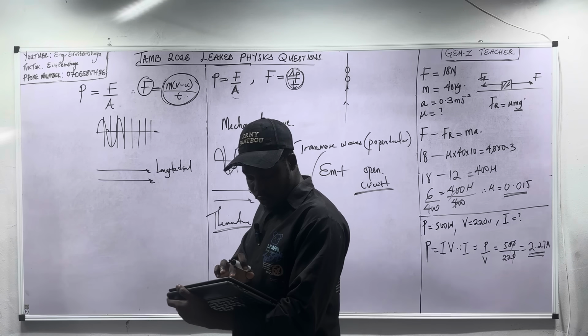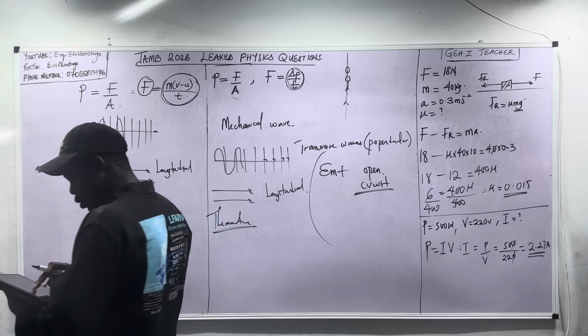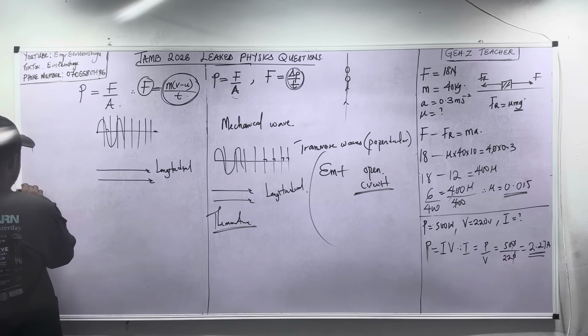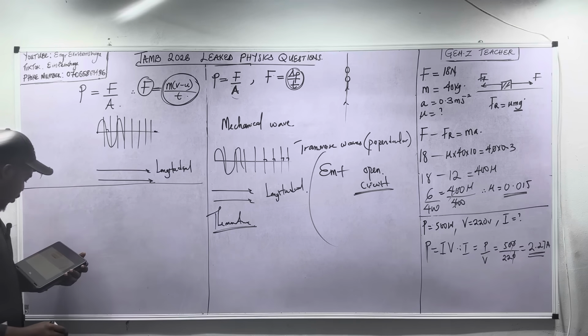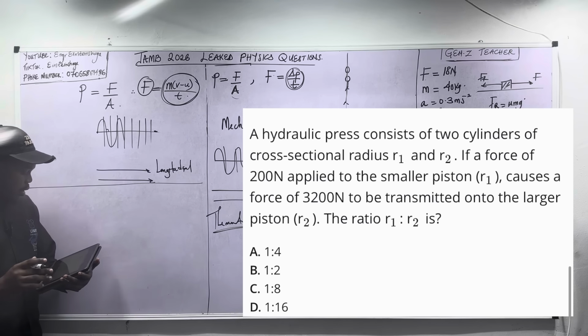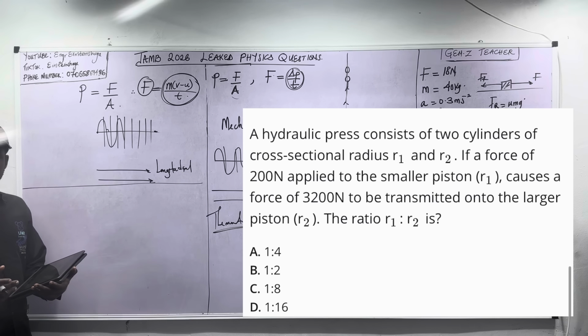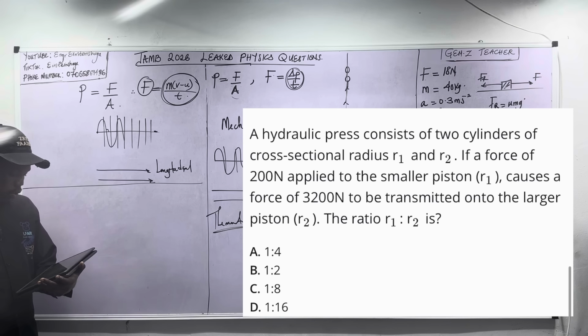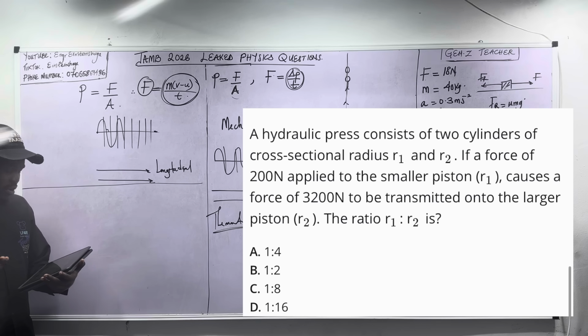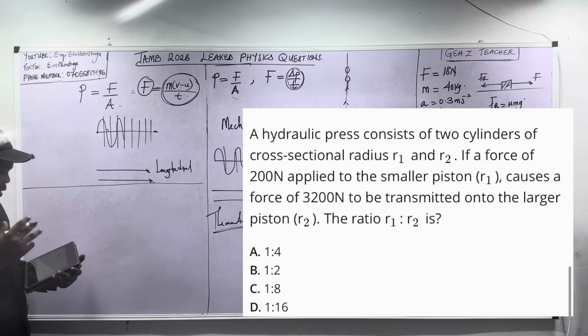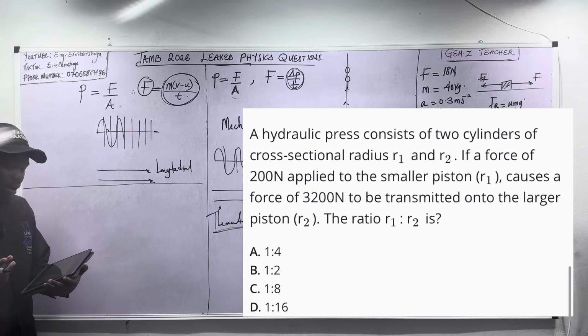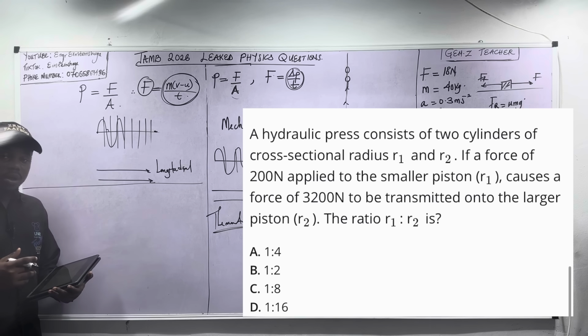Okay, the next question we have over here, question number 13. I'm going to solve it over here. Question number 13 says a hydraulic press consists of two cylinders of cross-sectional radius R1 and R2. If a force of 200 newtons is applied to a smaller piston in R1, it causes a force of 3,200 newtons to be transmitted onto the larger piston in R2. The ratio of R1 to R2 is dash.